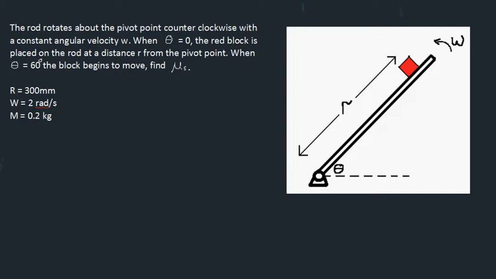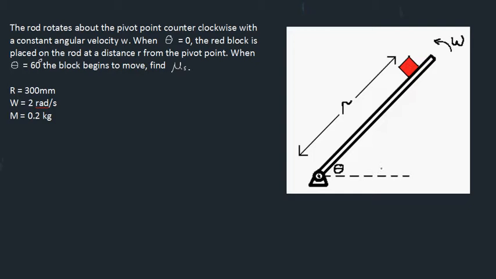Say we've got this rotating rod right here, and this rod is rotating at a constant angular velocity in the counterclockwise direction around this fixed pivot point O. When this rod makes its full revolution and goes to theta equal to 0, we decide to place this red block on here. And we notice that when the block reaches an angle of 60 degrees from the horizontal, the block begins to slide.